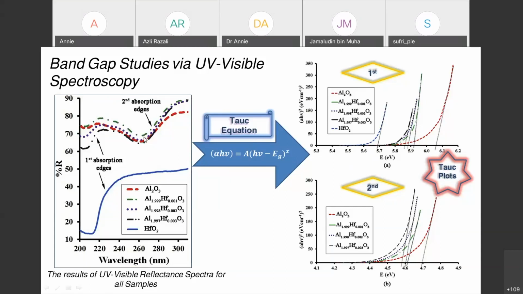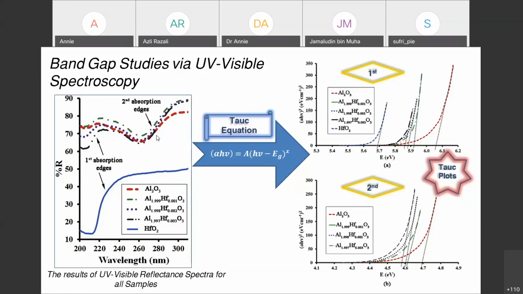It is observed that there is a shift to the right of the absorption edge with the increase of hafnium content. This implies band gap narrowing of the doped materials with the increase of hafnium content because the band gap energy is inversely proportional to the wavelength. So that is the first expectation that we could interpret from the absorption edge analysis.